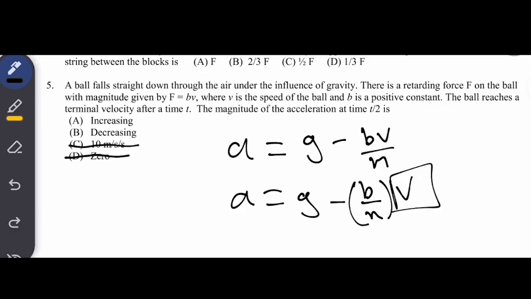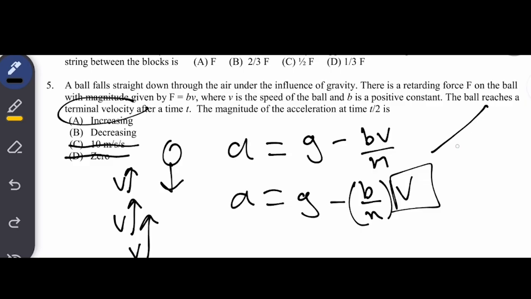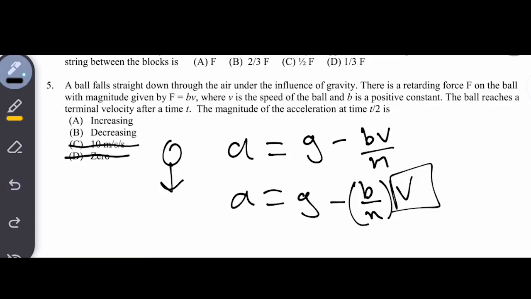Now if we notice that velocity, as time goes on, as the ball keeps falling down, the velocity is just going to keep increasing until it reaches that terminal velocity, and that terminal velocity is going to be way greater than its starting velocity, meaning that the velocity over time has to increase. And knowing that, that means that this side, since it's multiplied by velocity, is going to also increase.